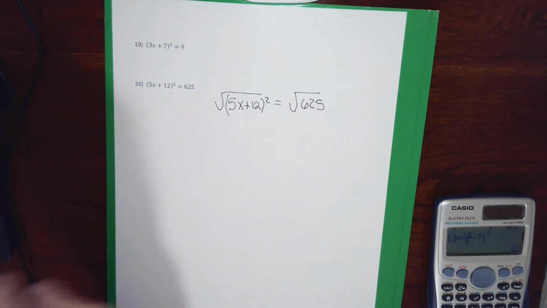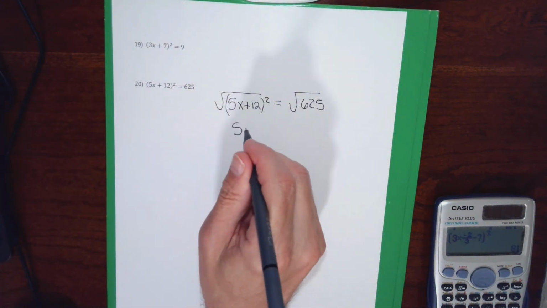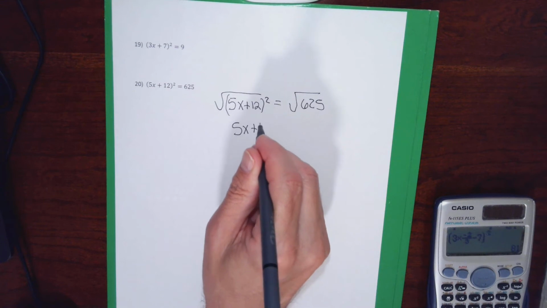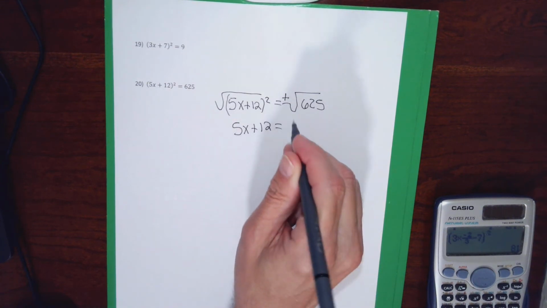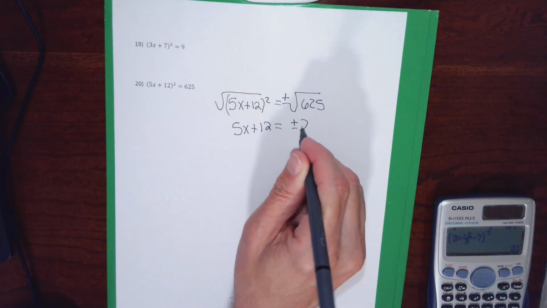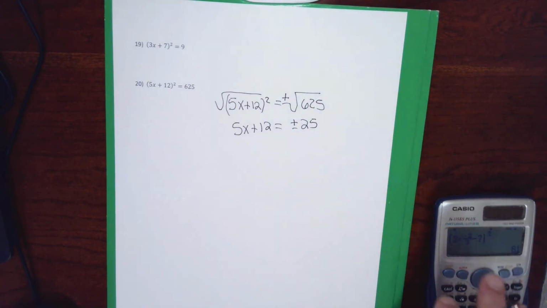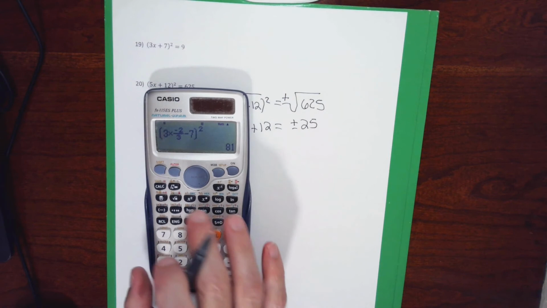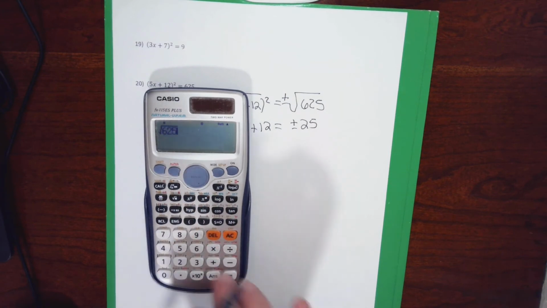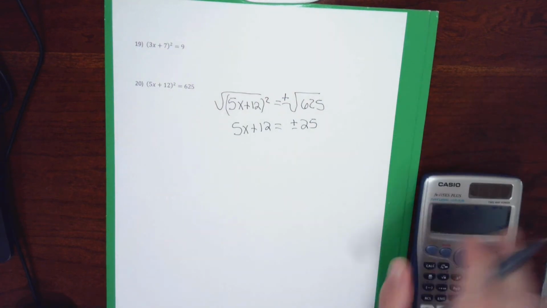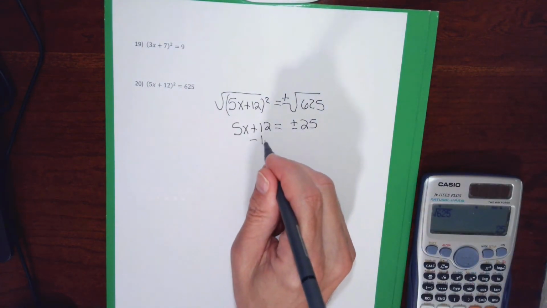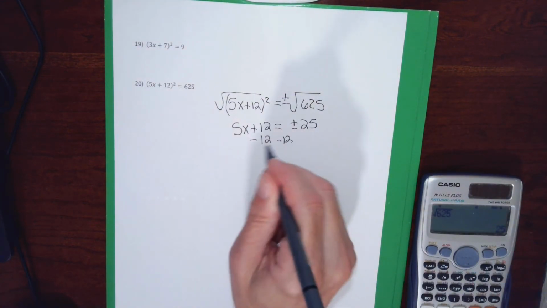On problem 20, when I square root the left-hand side, I get 5x plus 12. When I put plus or minus the square root of the right-hand side, I get 25, because the square root of 625 is 25. You should be using your calculator for anything you can't do in your head.